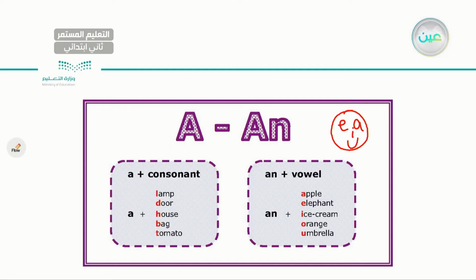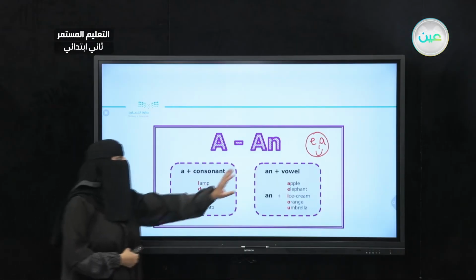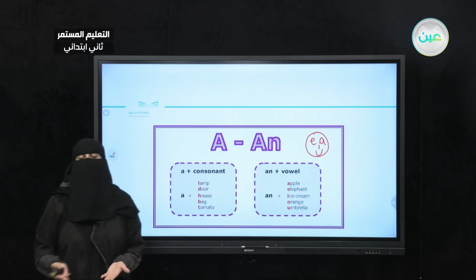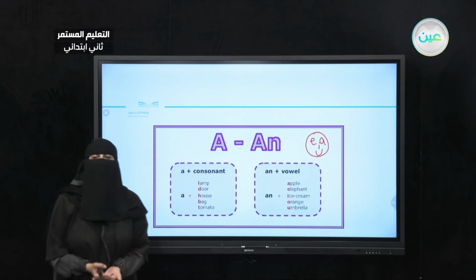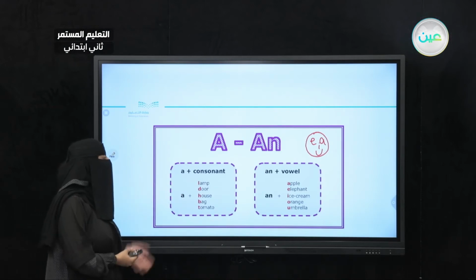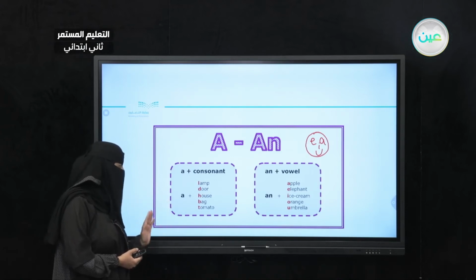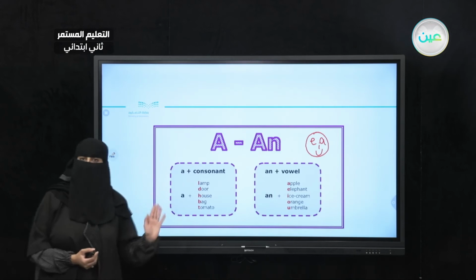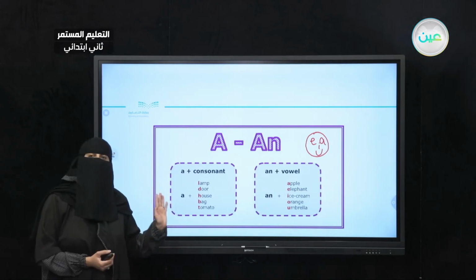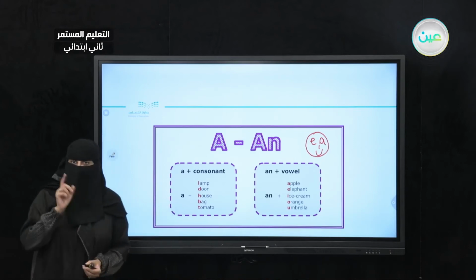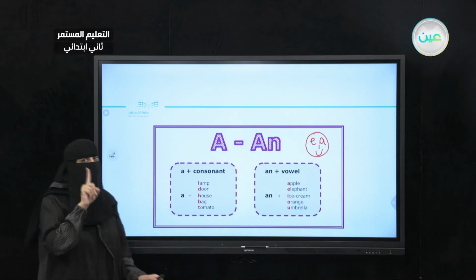So, let me explain this one more time. I have the two articles, a and an. To your left, I have the a followed by a consonant letter. Consonant letters are all the English alphabet except for the vowels, okay? So either L, B, P, S, T, W, V. For example, I have lamb, L, door, D, H, house, bag, B, tomato, T. So a lamb, a door, a tomato, a house, a bag. And remember, I must have one. I cannot use them with plural.